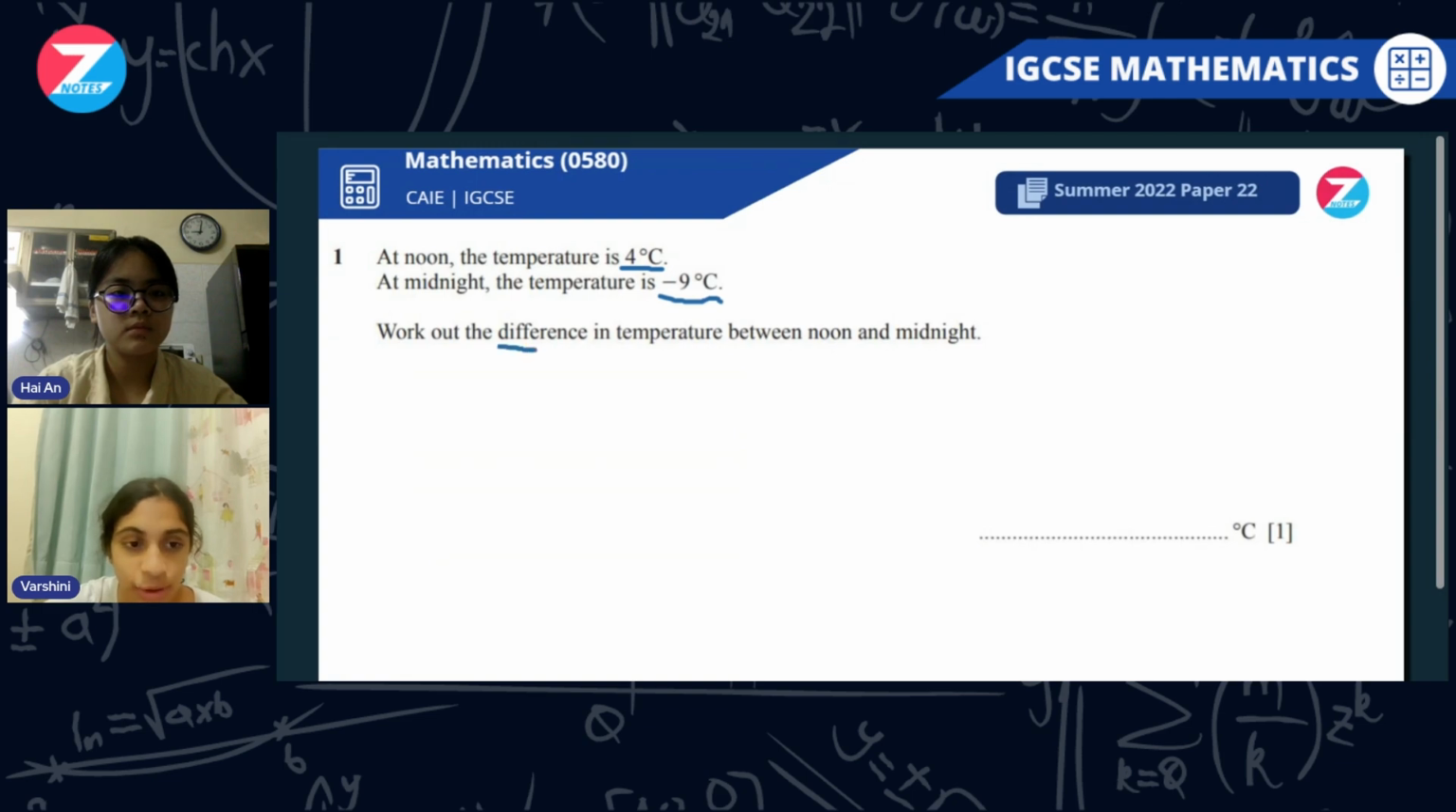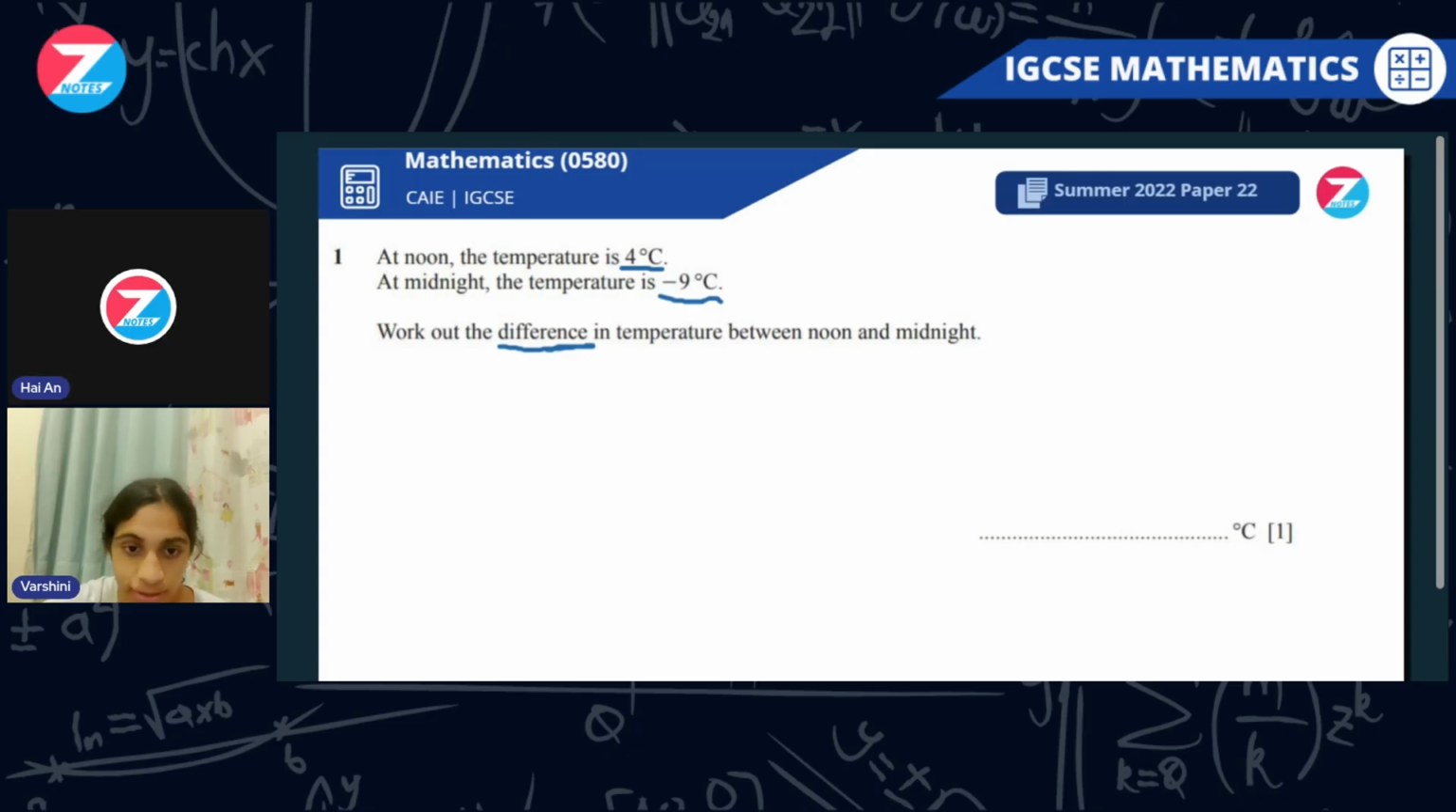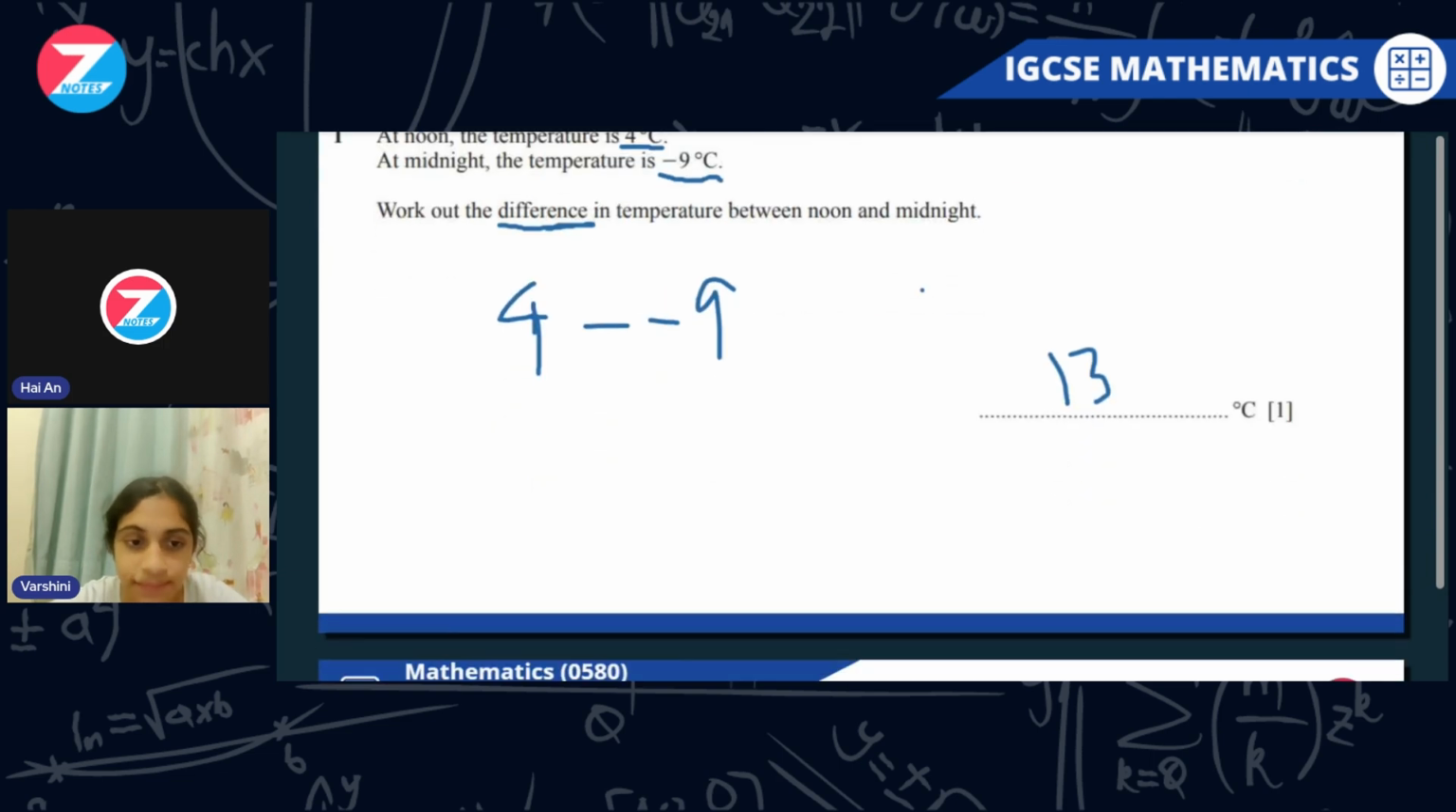Okay, so we know that the word difference means subtraction. So what we need to do is subtract the temperatures to find the difference between them. So all we need to do over here is we take the first temperature 4 and subtract minus 9. Don't forget we need to subtract minus 9, not just 9. And we know that a minus and a minus is a plus, so we can make this 4 plus 9, and we will get 13 degrees Celsius.